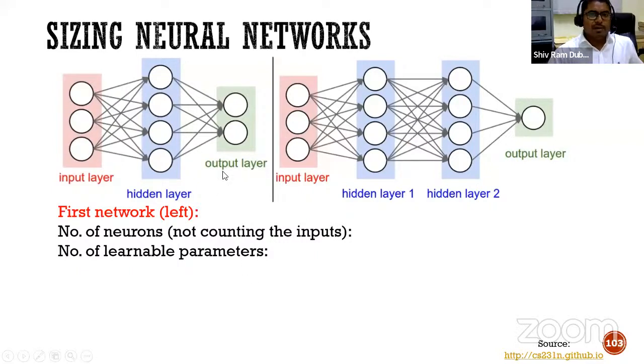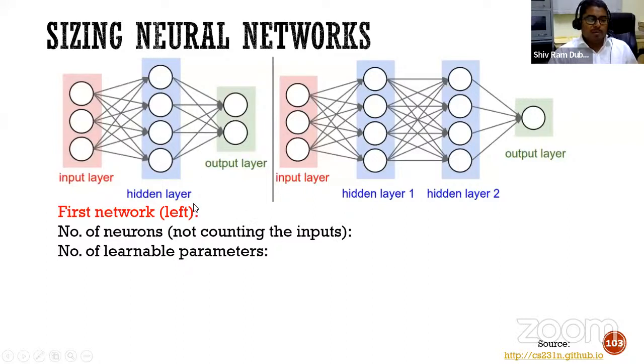So here is an example. On the left side, only one hidden layer, and how many neurons do we have? 1, 2, 3, 4. We have only 4 neurons. That is not counting the inputs, because inputs are not neurons. They are basically just our input features. So we have 4 neurons in the hidden layer and 2 neurons in the output layer. So the total number of neurons is 6.